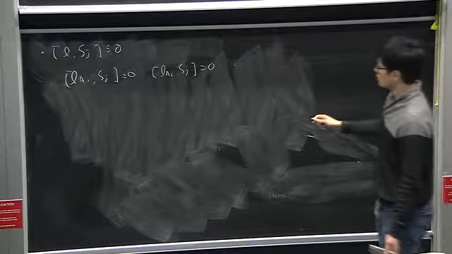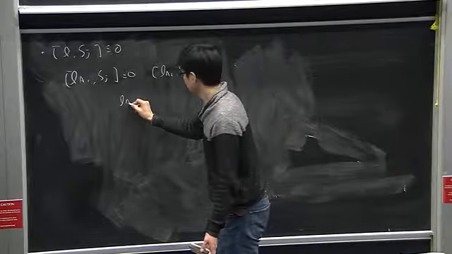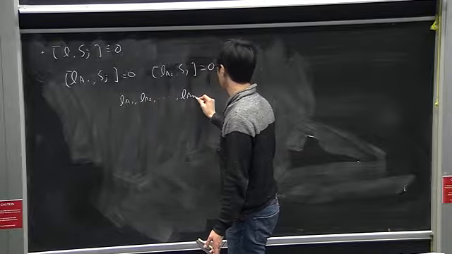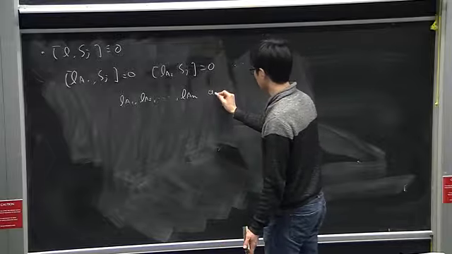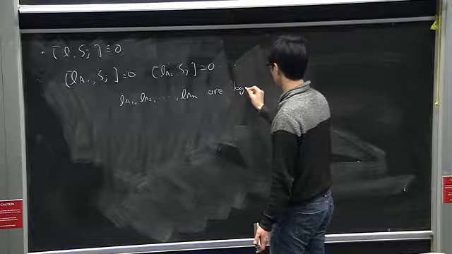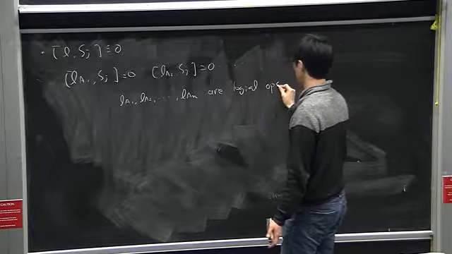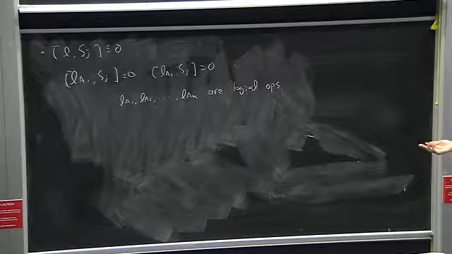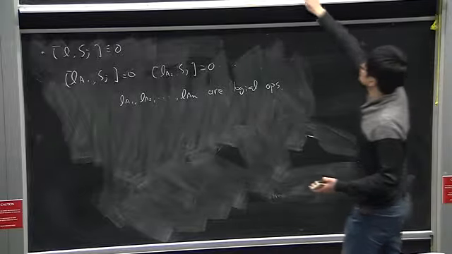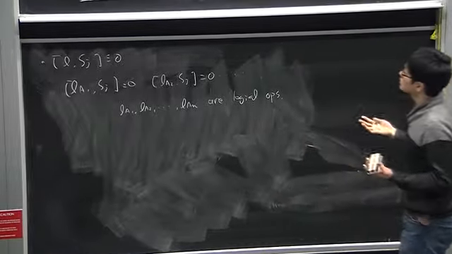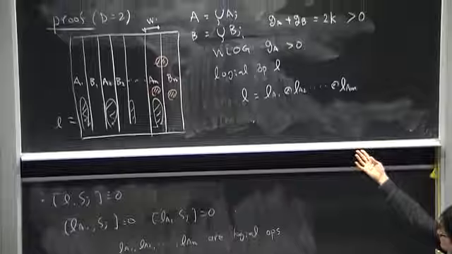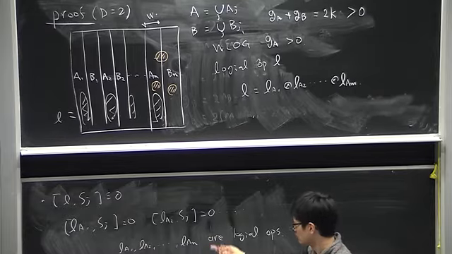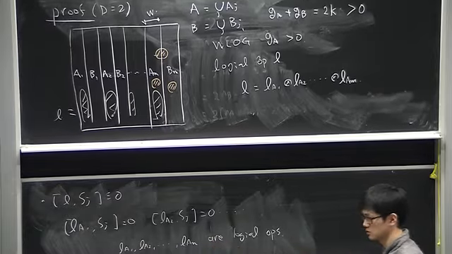So this means that all these LA1, LA2, LAM satisfy the criteria to be a logical operator. But of course, some of them could be just a trivial logical operator, right? Some of them could be identity operator. But the point is, because L is a non-trivial logical operator, at least one of them, LA1, LA2, or LAM, should be a non-trivial logical operator.